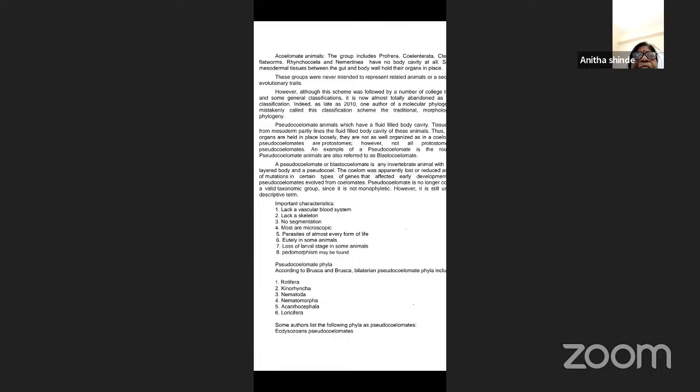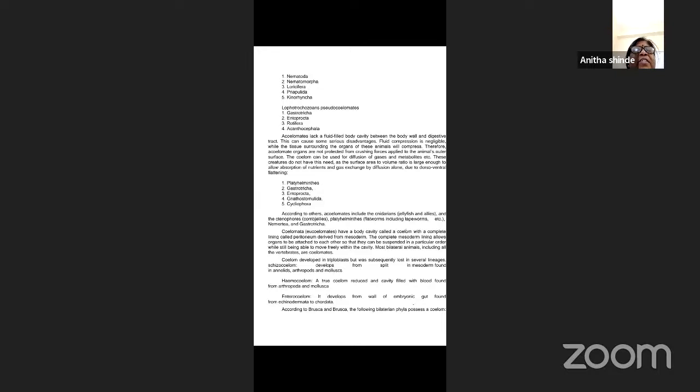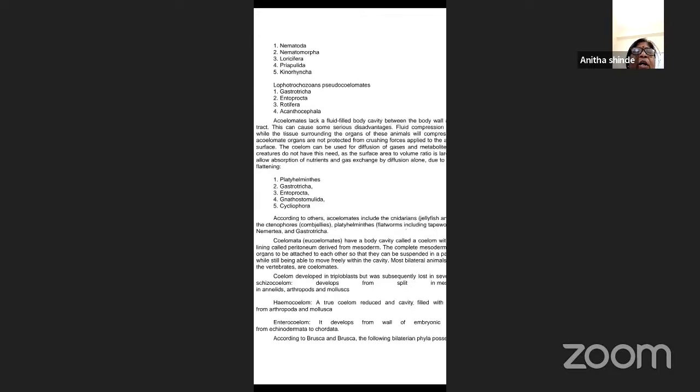The next are the different animal groups in which you find the coelomate. Apart from that, Nematoda is there, Nematomorpha, Loricifera is there, then Priapulida and Kinorhyncha. Then next you have the trophozoan pseudocoelomates, which are Gastrotricha, Entoprocta, Rotifera and Acanthocephala. Okay, so this is about the pseudocoelomate phyla.